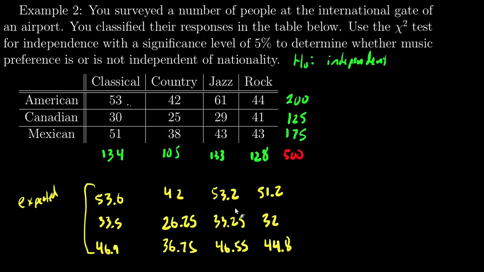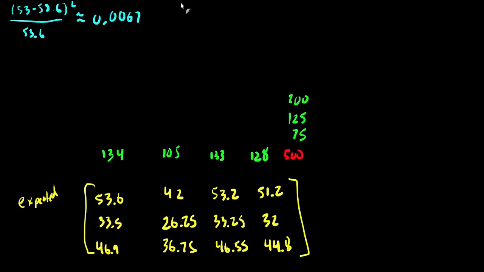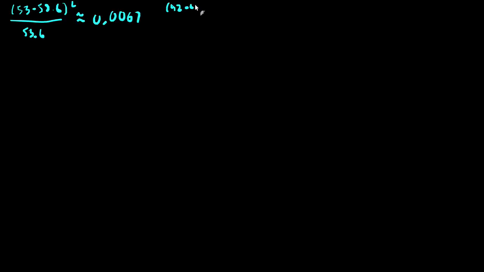So there's my expected matrix. Now I'm going to go through the same process. It's a little bit annoying, but I do the same thing I did before. So for the first row, first column, observed is 53, expected is 53.6, so I will do 53 minus 53.6 squared divided by 53.6, which is approximately 0.0067. I continue. First row, second column, 42 is observed, 42 is expected, so I do 42 minus 42 squared over 42, which is 0.